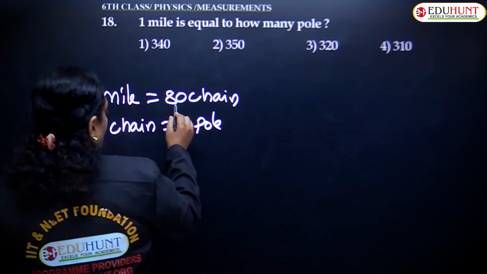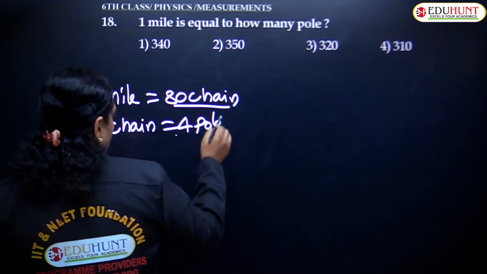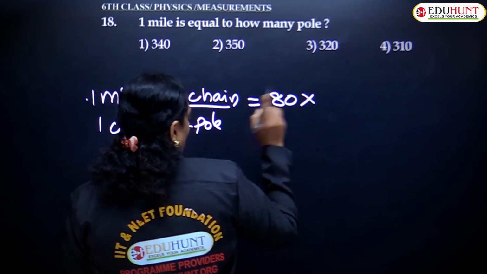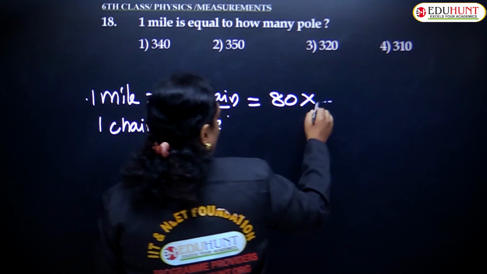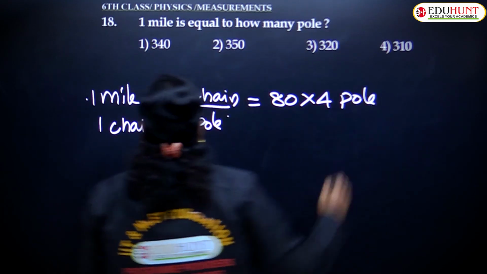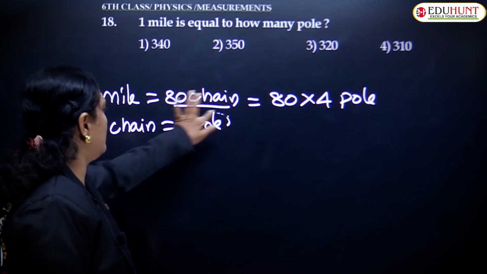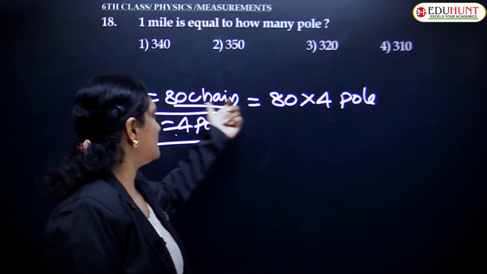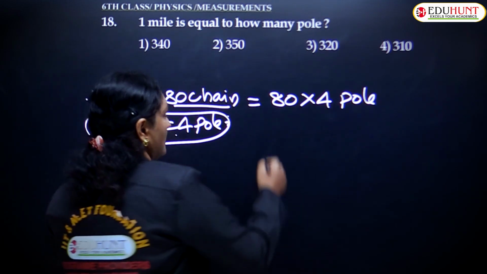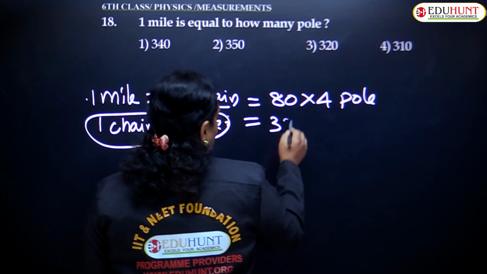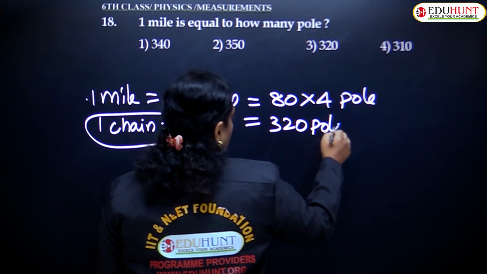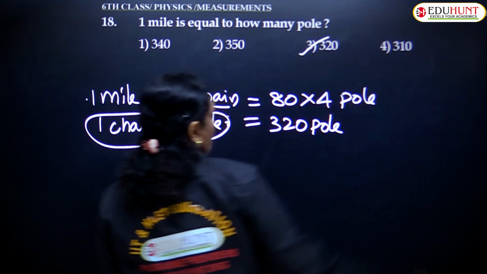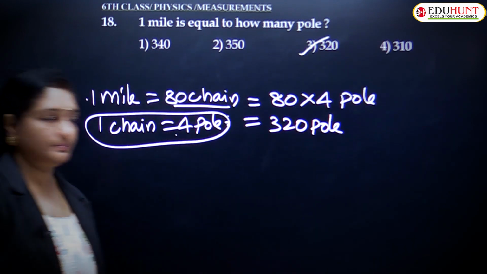So how many chains are there we have? 1 mile is 80 chains. 80 chain means 80 into chain can be written as 4 poles. 1 mile is 80 chain, but 1 chain is 4 poles. So 80 I wrote as it is. Instead of 1 chain I wrote it as 4 poles. So 8 fours 32, 320 poles. So 1 mile is equal to 320 poles. Okay.